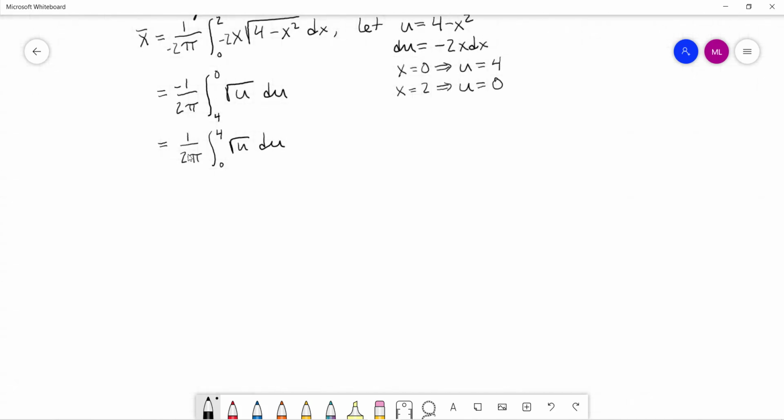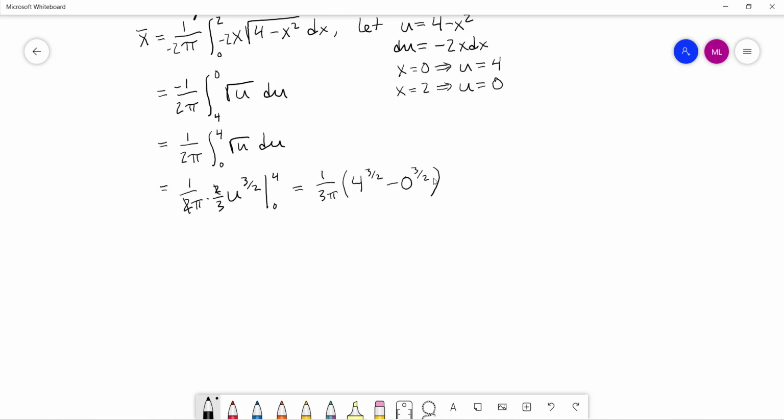Now I'm going to do that integration. Square root of u is the same as u to the 1/2 power. When we integrate that, the power will go up by 1, so from 1/2 up to 3/2. And to make up for that 3/2, I need a factor of 2/3 in front of it. We're evaluating between 0 and 4. And so I'll be able to cancel this 2 and this 2. I'll have 1 over 3 pi, and then I'm going to plug in 4 to the 3/2 minus 0 to the 3/2.